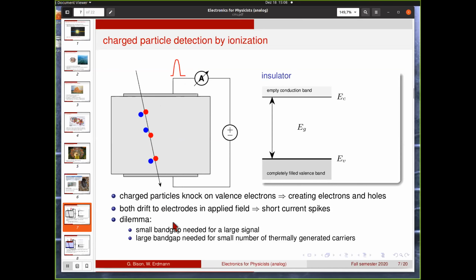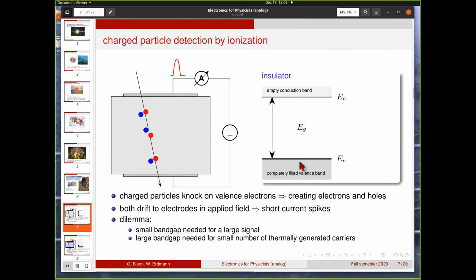However, there's a bit of a dilemma here. In principle, you want to have a material here with a very small band gap. Maybe you remember the band diagram of insulators and semiconductors. You have a valence band, which is usually completely filled, and a conduction band where you have no electrons, and then there's an energy gap. And to create an electron-hole pair, you need to deposit enough energy to bring an electron from the valence band up to the conduction band.